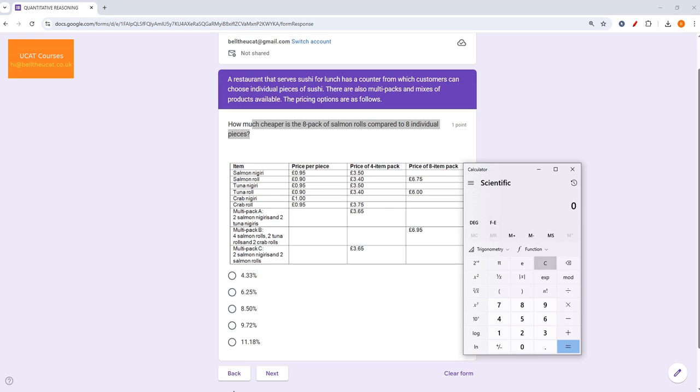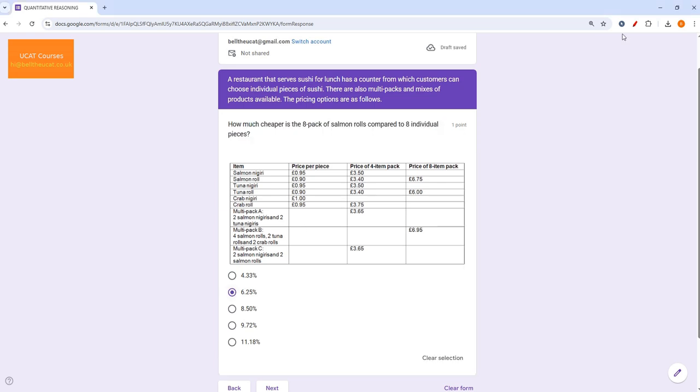Okay, so 7.2 and 6.75. 6.75 divided by 7.2, minus 1, gives 6.25, which is the option. So that's the option we're choosing in this case. So what's the trick? The trick is simple: new divided by old, then take away 1. That's the trick.